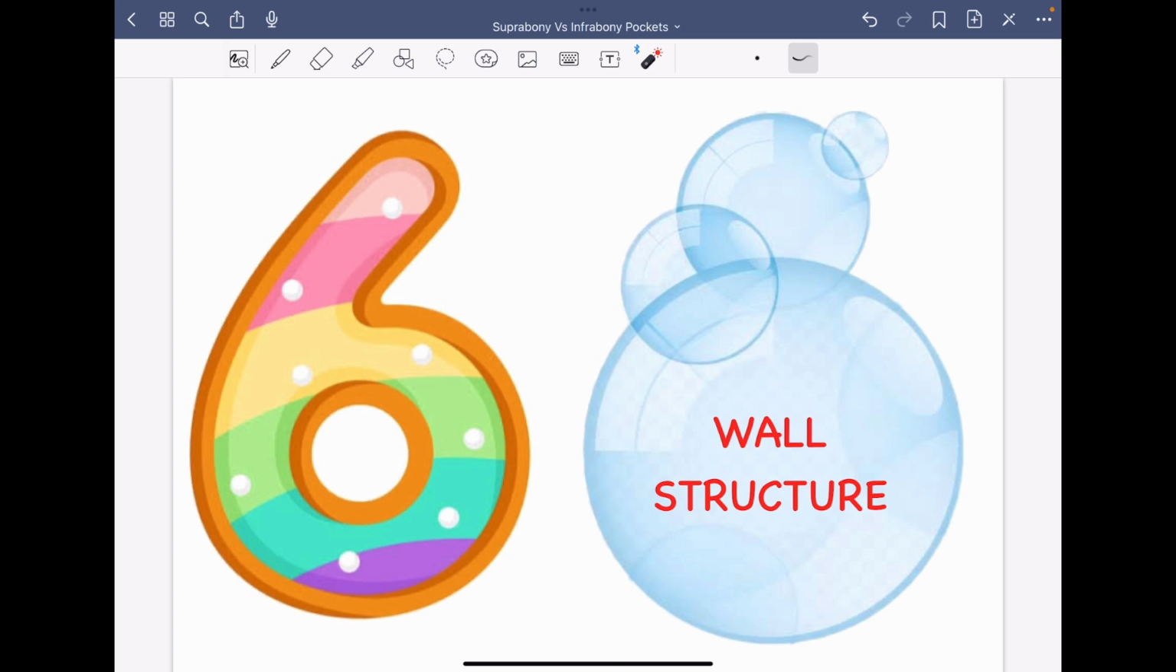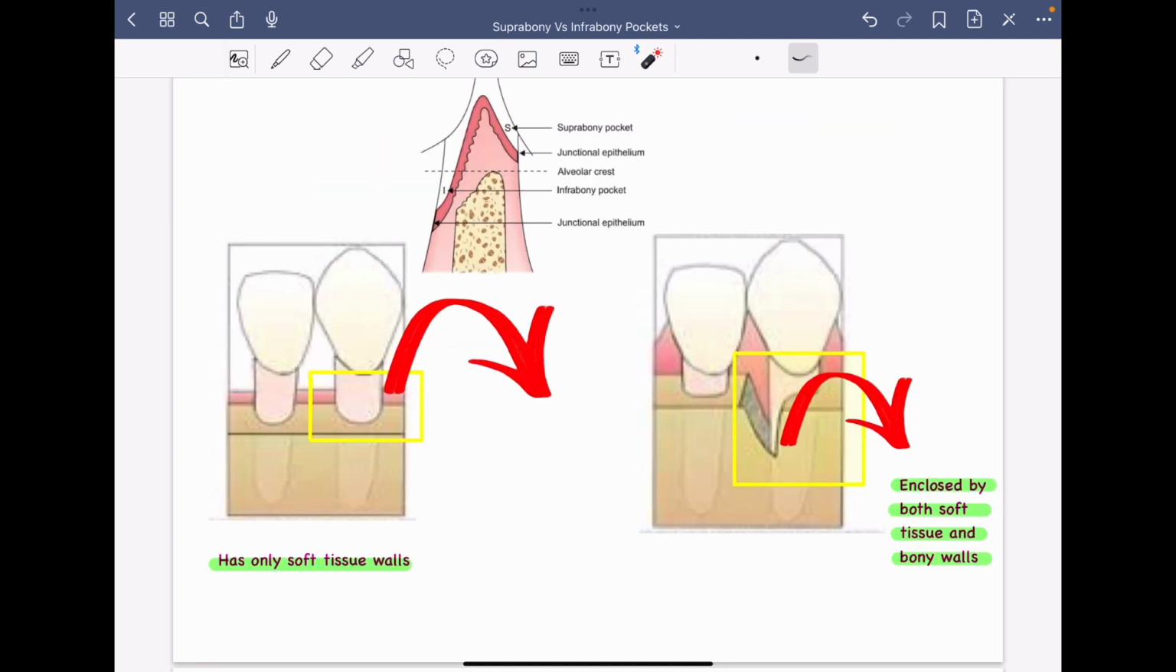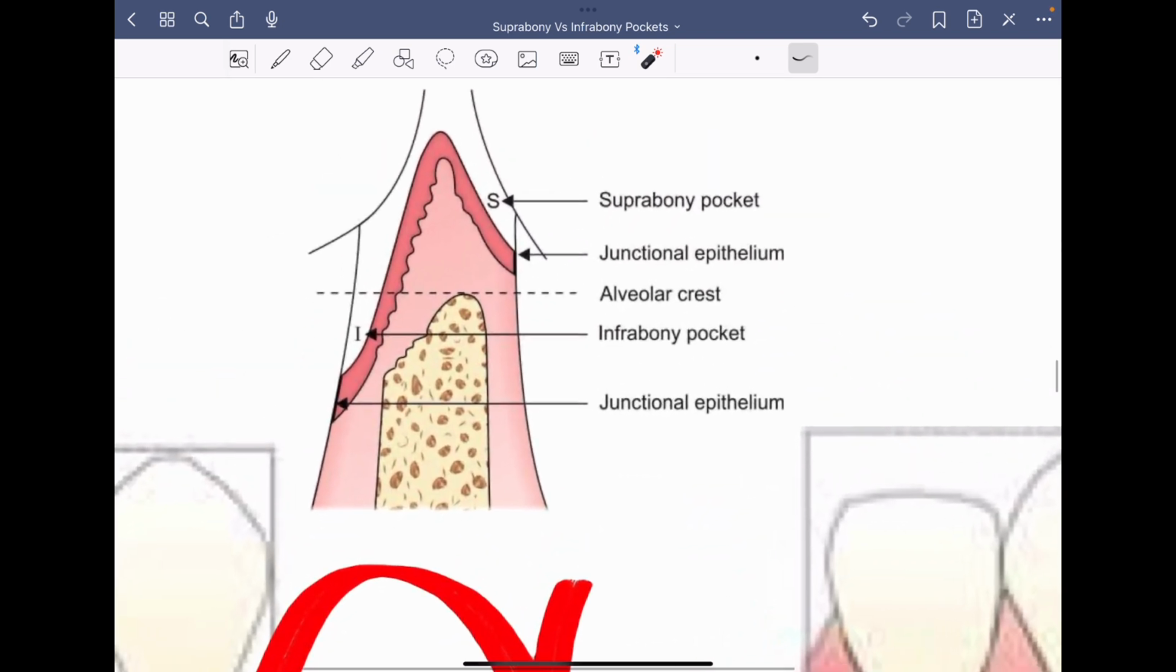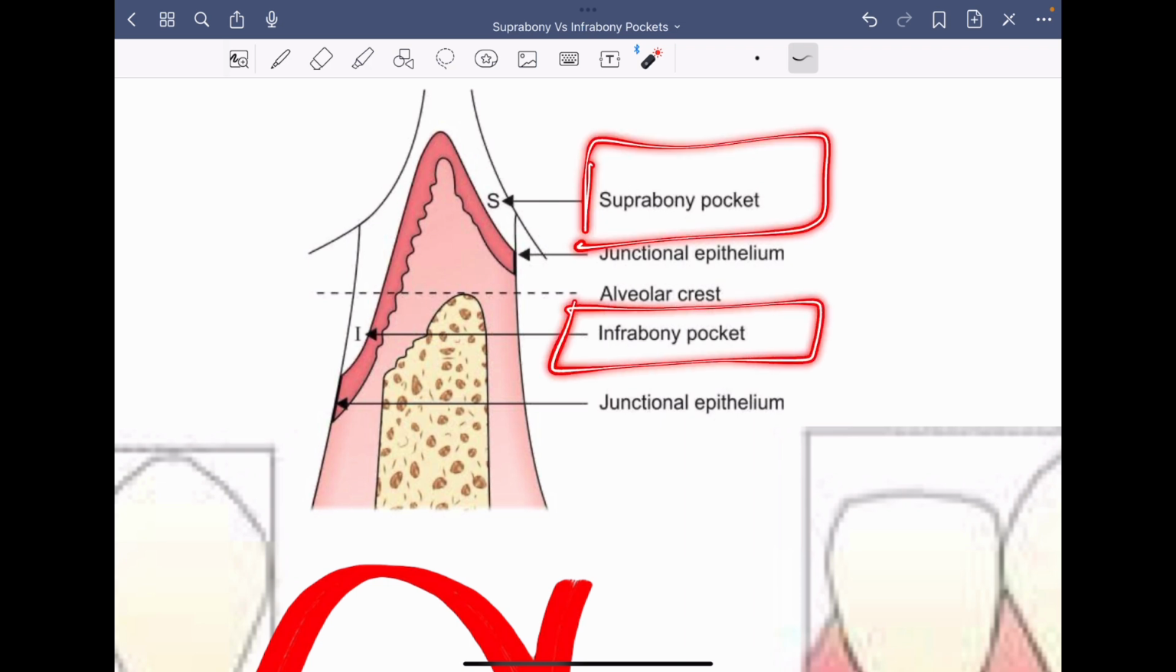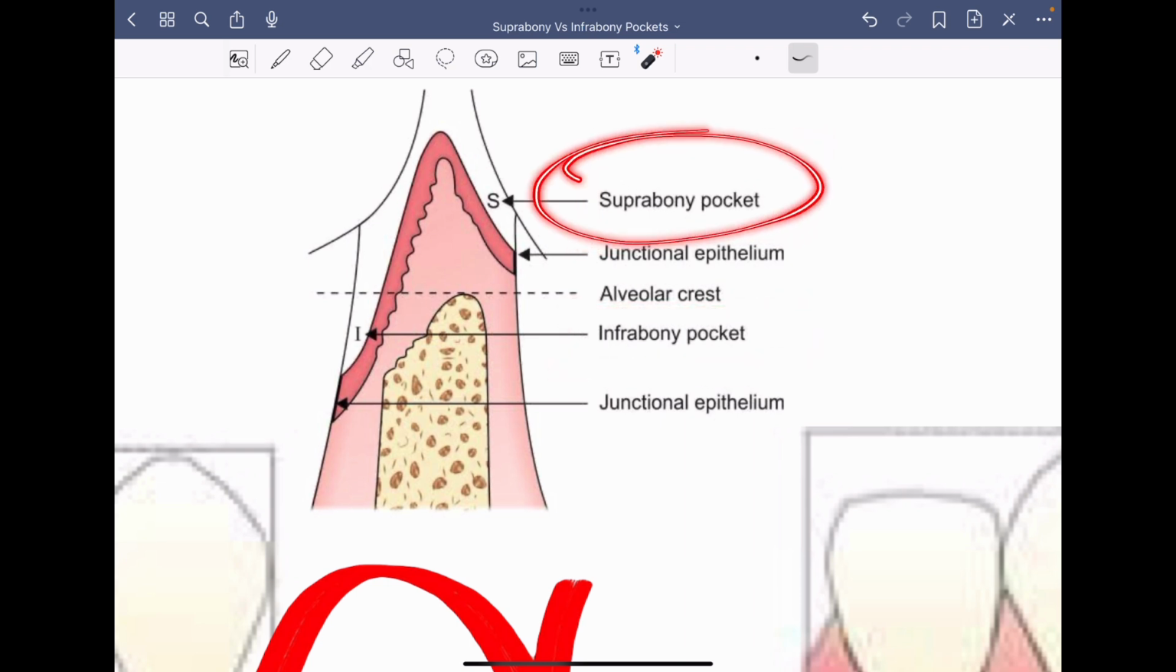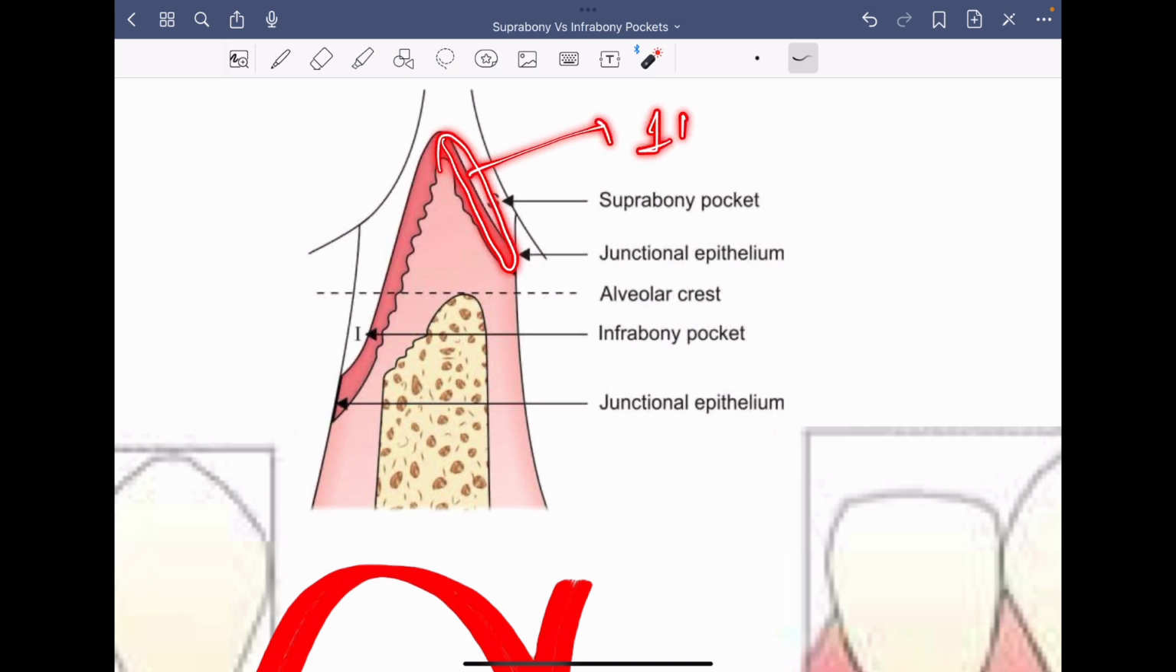Moving on further, our next differentiating feature is on the basis of wall structure. Here is again our previous diagram depicting the suprabony pocket and the intrabony pocket. In this suprabony pocket, we can see that it has only one wall, which is the soft tissue wall. This is the base and it is lined only by a soft tissue wall. Whereas in the intrabony pocket, we have a soft tissue wall as well as a hard tissue wall.